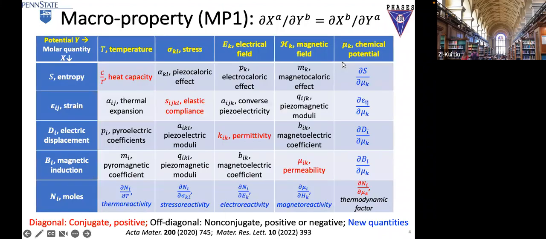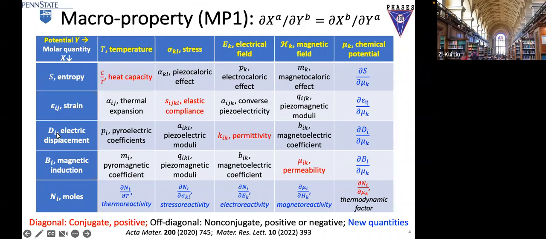Okay, so now let's talk about the properties. What kind of properties do we mean by the microscopic properties? The yellow ones are what I call the potentials: temperature, stress, electrical field, magnetic field, and the chemical potentials. And the white ones in the column are the properties you measure. You measure entropy, strain, dielectric displacement, magnetic induction, and the moles. The relation between the two sets of quantities is the first derivative of the free energy. So the Helmholtz energy derivative with respect to temperature gives entropy.